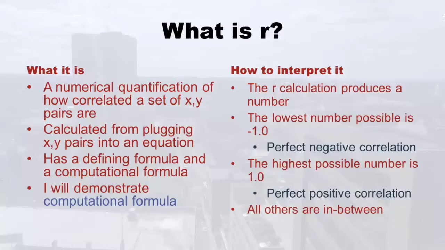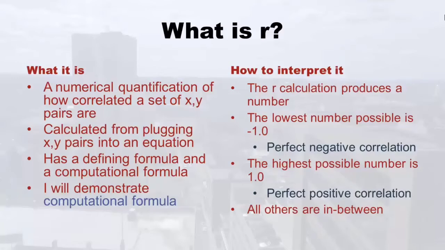Well, let me just prepare you mentally for what we're going to get out of this calculation. The R calculation produces a number, and the lowest number possible is negative 1.0. So that's perfect negative correlation. If we were in algebra and we had a line going down and all the dots were on it, then the R would be negative 1.0, but that never happens, right?